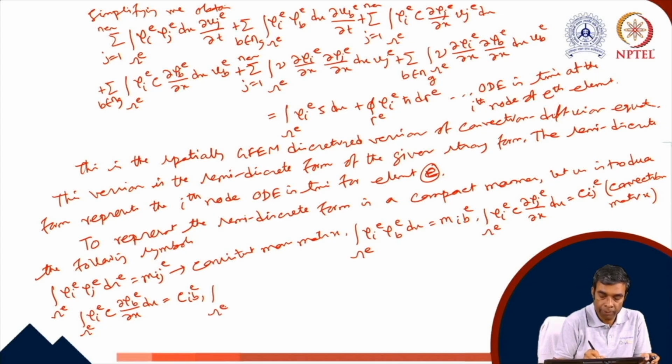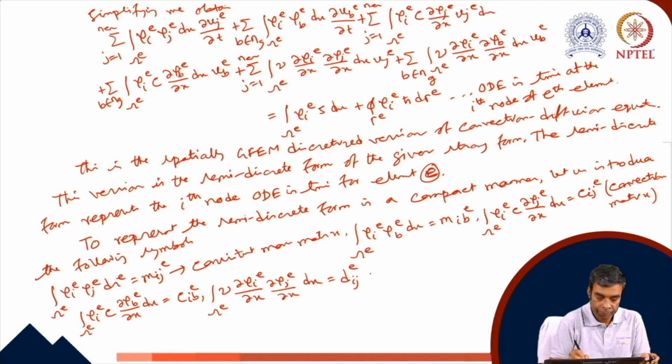Next we have the diffusion terms. Integration over omega e nu del psi_i^e/del x del psi_j^e/del x dx equals d_ij. This is the diffusion matrix.